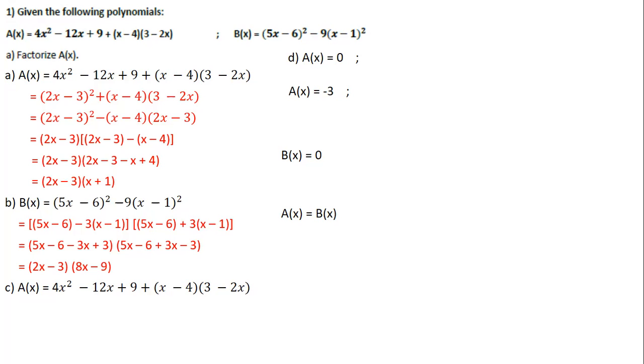Okay, Mariam, I want to get rid of these parentheses. Let's get rid of them. X times 3, 3x. X times minus 2x, minus 2x squared. Minus 4 times 3, minus 12. Minus 4 times minus 2x.